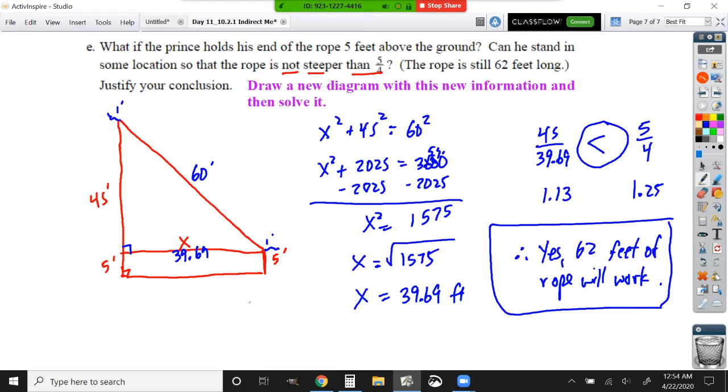There is an alternate way to do this problem, and that would be, see if I can think of it here. You could figure out what would the distance here have to be, like we did on the previous problem, so that you get exactly 5/4, and then take that number and see if the 60-foot rope will work, and you'll find out that way it also works.